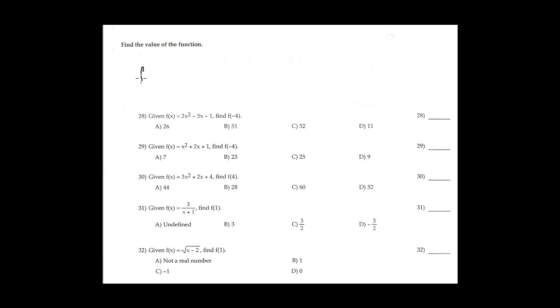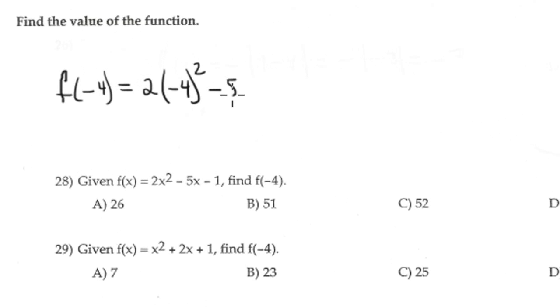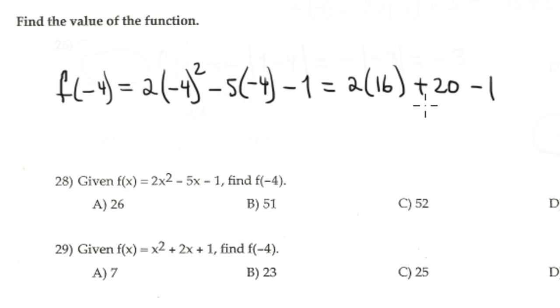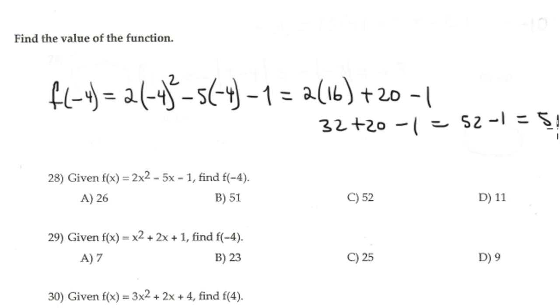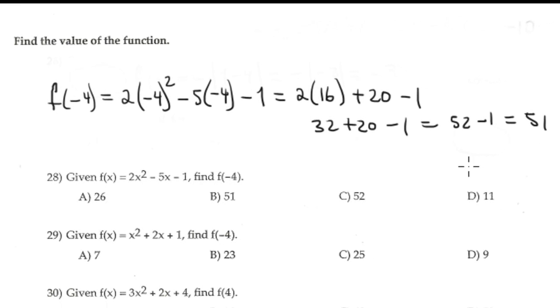Okay, 28 is evaluated at negative 4. Looking at 2 times negative 4 squared, minus 5 times negative 4, minus 1. Negative 4 to the second power is 16, so this is 2 times 16. And double minus here is plus 20, minus 1. 16 times 2 is 32. 32 plus 20, minus 1. 32 plus 20 is 52. And 52 minus 1 is 51. And 51 corresponds with option B.